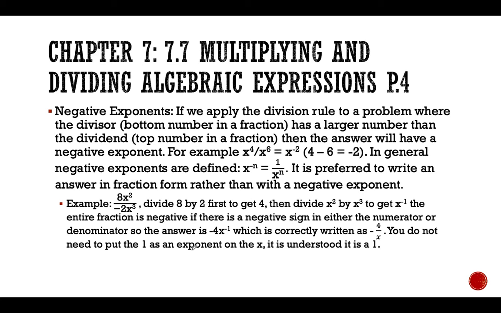So let's do this one. 8x squared divided by negative 2x cubed. First divide 8 by 2 to get 4. Then we're going to divide x squared by x cubed to get x to the 2 minus 3, which is x to the negative 1. Now we know the whole fraction is negative because we have a negative 2 in the denominator, which makes the whole fraction negative. So the answer is 8 divided by negative 2 is negative 4. X squared divided by x cubed is x to the negative 1. We have to correctly rewrite that as negative 4 divided by x to the positive 1. But you don't have to put the 1 as an exponent on the x. It's understood.